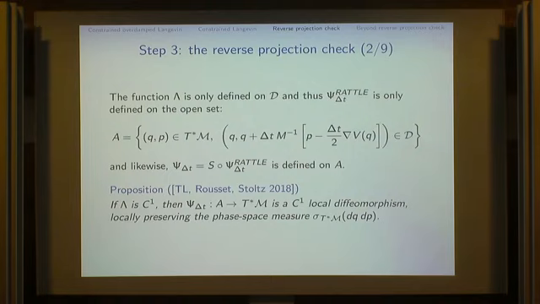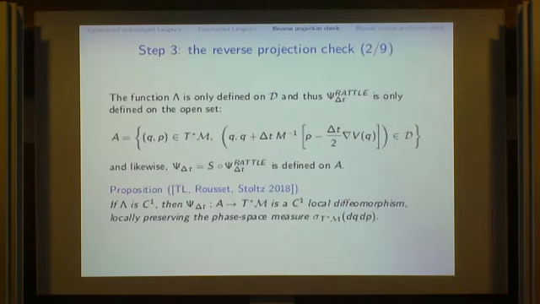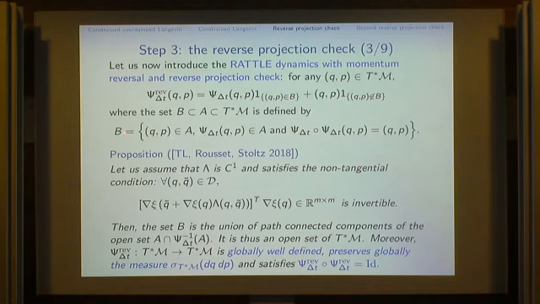But now remember, in my algorithm, I want to show that psi delta t composed with psi delta t is identity. So I need to look at the composition of this guy. And what is clear is that even if I am in A, psi delta t is well defined, but it's not clear that psi delta t of A is in A. So this is where I need to introduce this B, which is all the points in A, so that when I do one step of Rattle plus momentum reversal, I am still in A. And in addition to that, when I compose the two, I'm back at the initial point. So that's everything I need so that everything works.